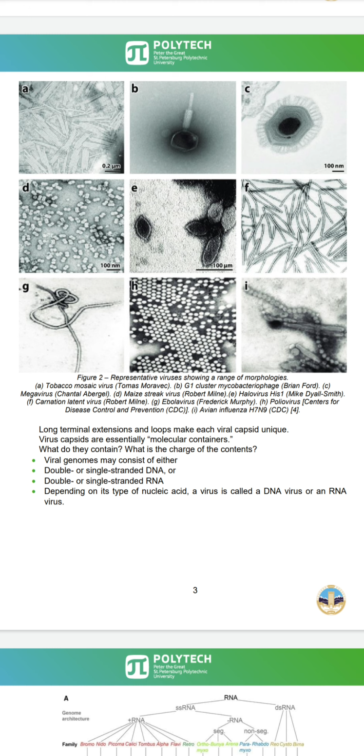A is a tobacco mosaic virus. B is a G1 cluster mycobacteriophage. C is a megavirus. D is a maize streak virus.